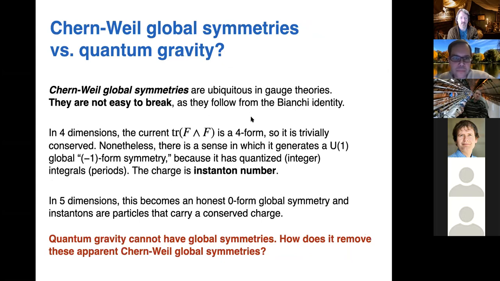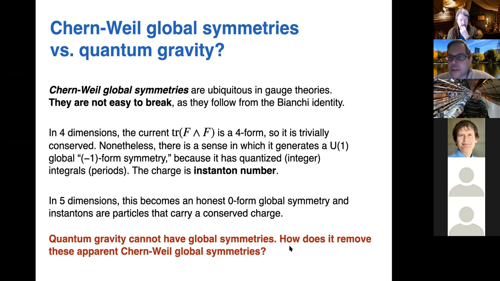And what we want to do then is just ask, if these symmetries appear whenever we have gauge theories, but we've been told that quantum gravity doesn't like to have symmetries, then how do we square those things? How does it make sense that gauge theory wants to have the symmetry and quantum gravity doesn't? And yet we know that quantum gravity and gauge theory can go hand in hand sometimes. So what's going on?